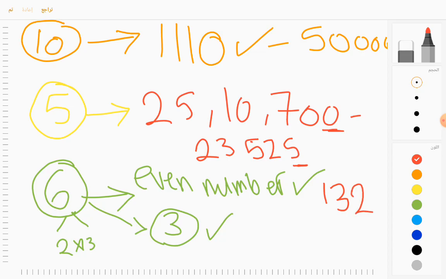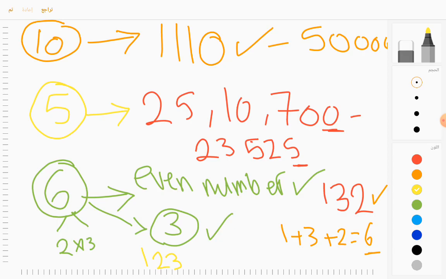132. First of all, it's an even number, so it's divisible by 2. And then let's add the 3 digits of 132. 1 plus 3 plus 2 equals 6. So it's divisible by 3. So this number is divisible by 6. But how about 123? 123 is not divisible by 6 because it's not an even number from the beginning, even though it's divisible by 3.